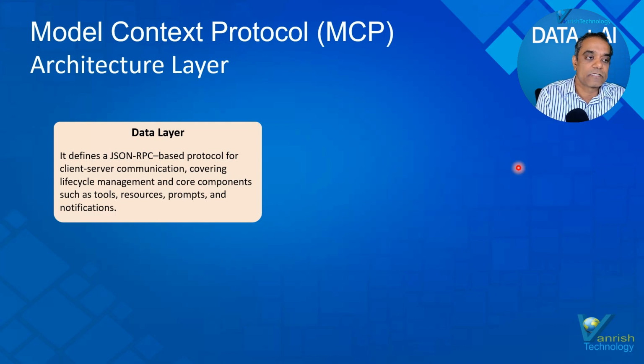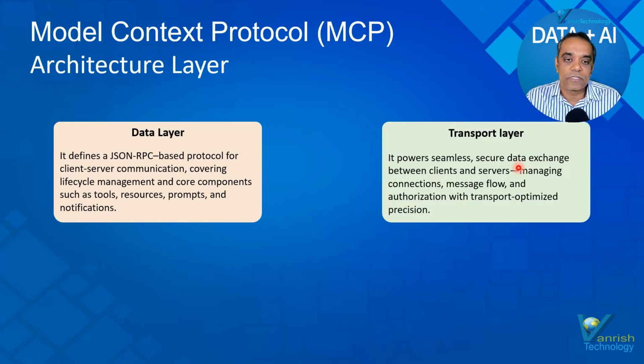The second part is the transport layer. The transport layer provides seamless, secure data exchange. It manages the communication and authentication between the client and server. It handles connection establishment, message framing, and secure communication between MCP participants. MCP supports multiple transport mechanisms. So let's look at what the data layer includes.